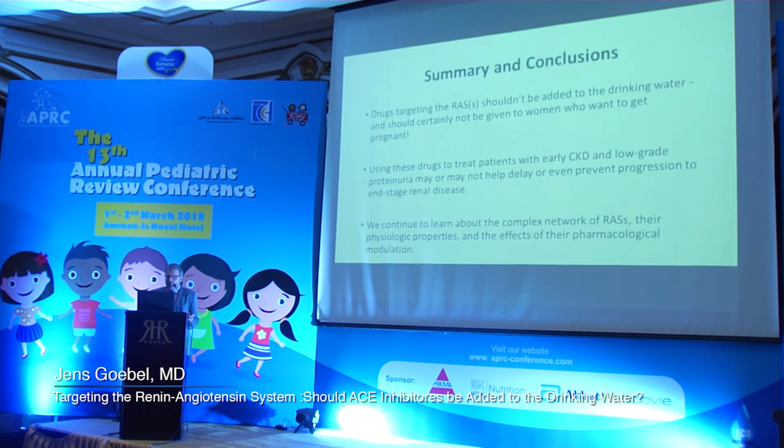So in conclusion, drugs targeting the renin-angiotensin system, or systems as we should probably say nowadays, should not be added to the drinking water, and they should certainly, more importantly, not be given to women who want to get pregnant. Using these drugs to treat patients with early chronic kidney disease and low-grade proteinuria may or may not help delay or even prevent progression to end-stage renal disease. And more generally speaking, we continue to learn about the complex network of renin-angiotensin systems, their physiological properties, and the effects of their pharmacological modulation.